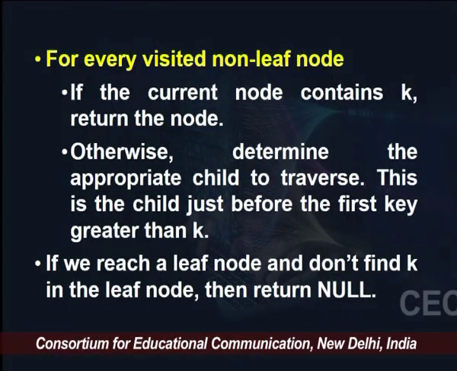So, we will be looking for the first key which is greater than k, and the child which we want to traverse is just before that. And in this traversal process, if we reach a leaf node and do not find the k in the leaf node, then we will be returning null. This is similar to searching a binary search tree, and the algorithm very swiftly goes with the recursion.